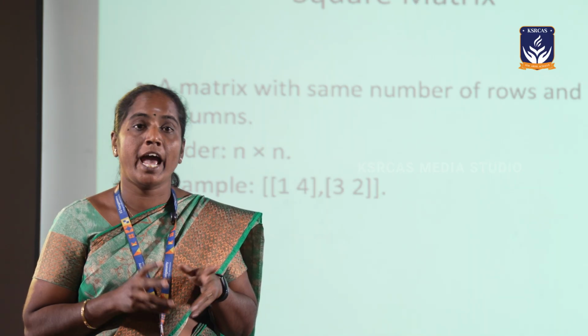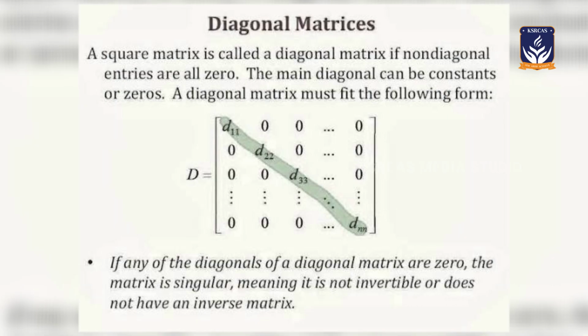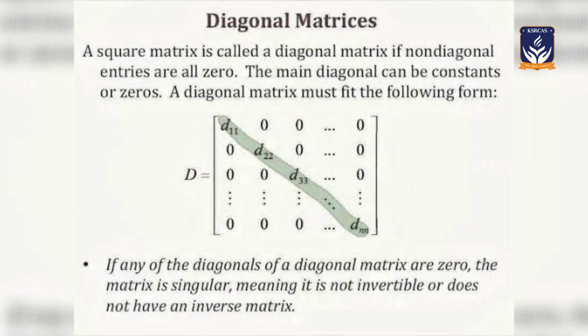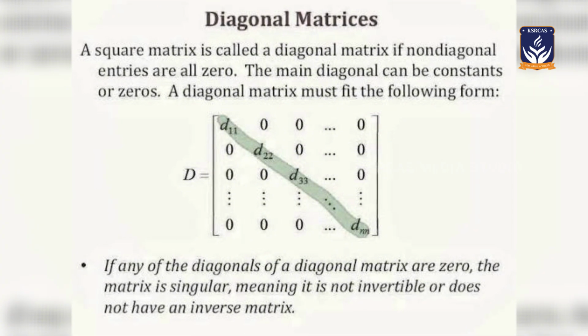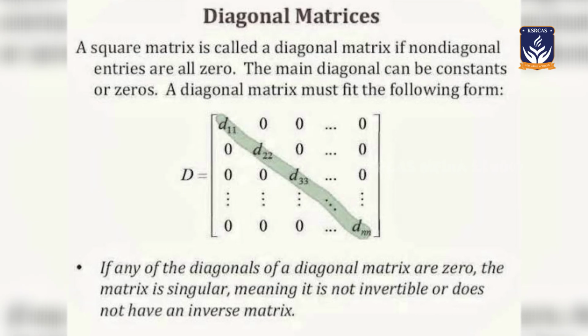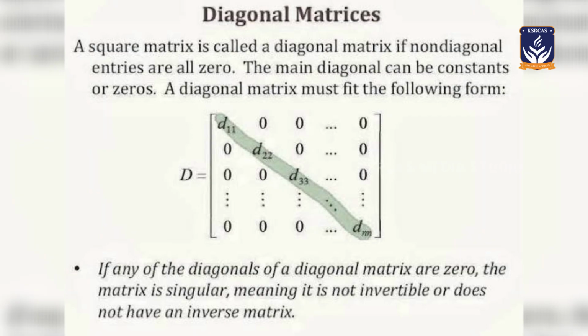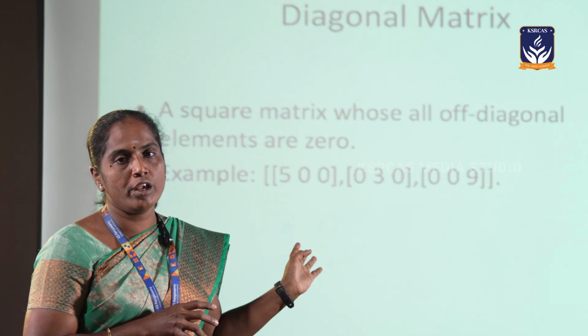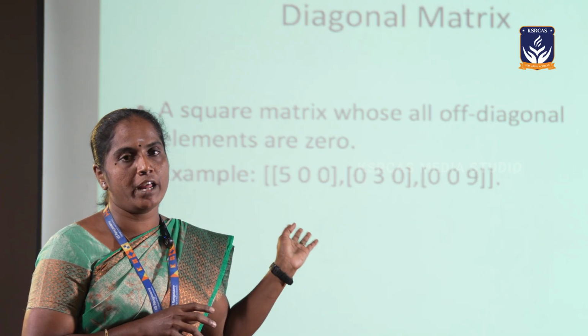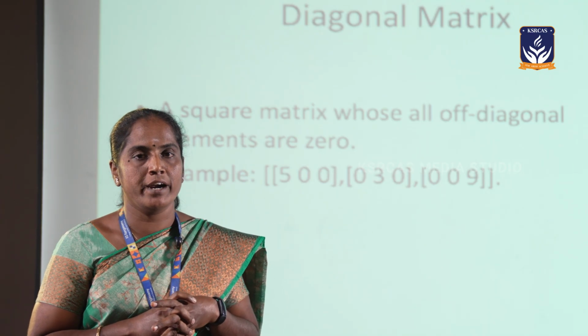Next we see diagonal matrix. What is meant by diagonal matrix? In a matrix, it contains only diagonal elements. The other elements are 0. That matrix is called the diagonal matrix. For example, A equal to 1, 0, 0, 0, 2, 0, 0, 0, 3. That type of matrix is called a diagonal matrix.